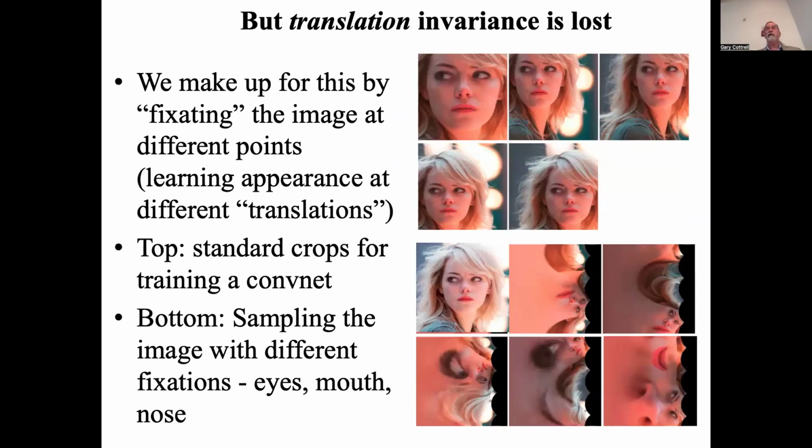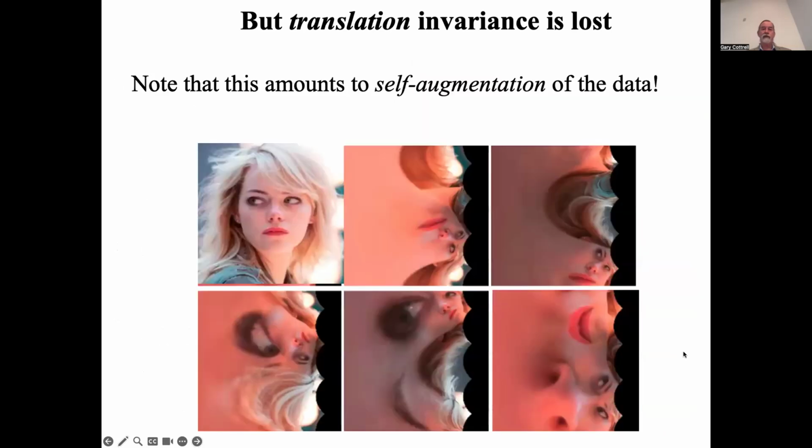But translation invariance in the original domain is lost, and we make up for that by fixating the image at different points, and then we have to learn that those appearances go together. So the top is standard crops for data augmentation for a CNN. Here it's focusing on the mouth and one eye, the other eye, and the nose, and you can see that they look quite different. And what I really like about this is that just by moving our eyes, we're self-augmenting our data. And so I think of this as natural augmentation.